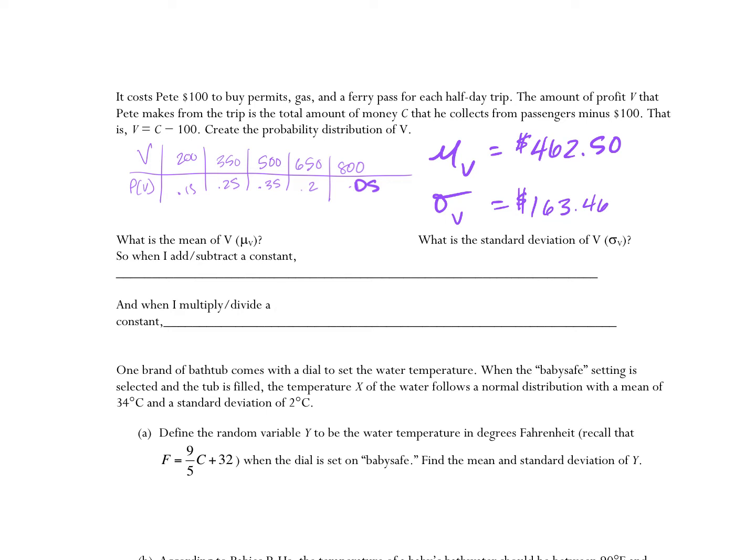All right, big idea. And this should sound familiar. We talked about this in Unit 1. If what I'm doing to my distribution, whether it's a probability distribution or an actual real life distribution, is adding or subtracting, the mean will change. The standard deviation won't. If what I'm doing is multiplying or dividing, both the mean and standard deviation will change.